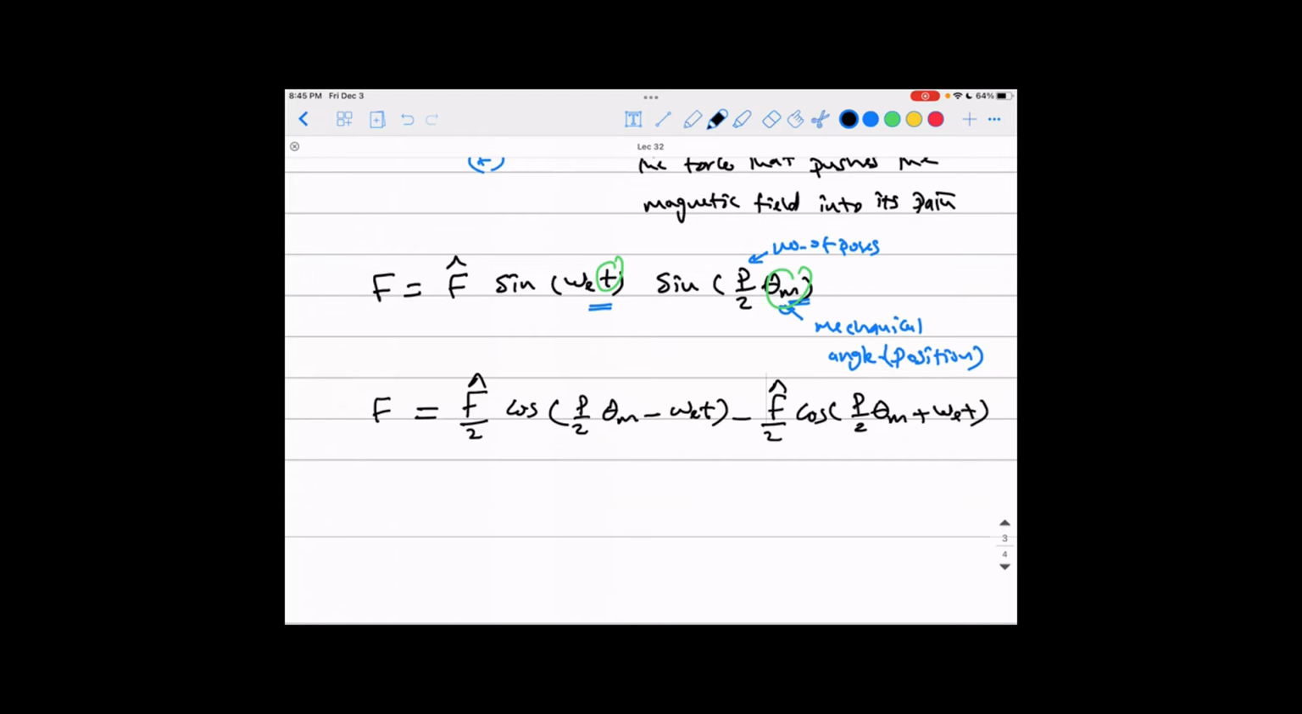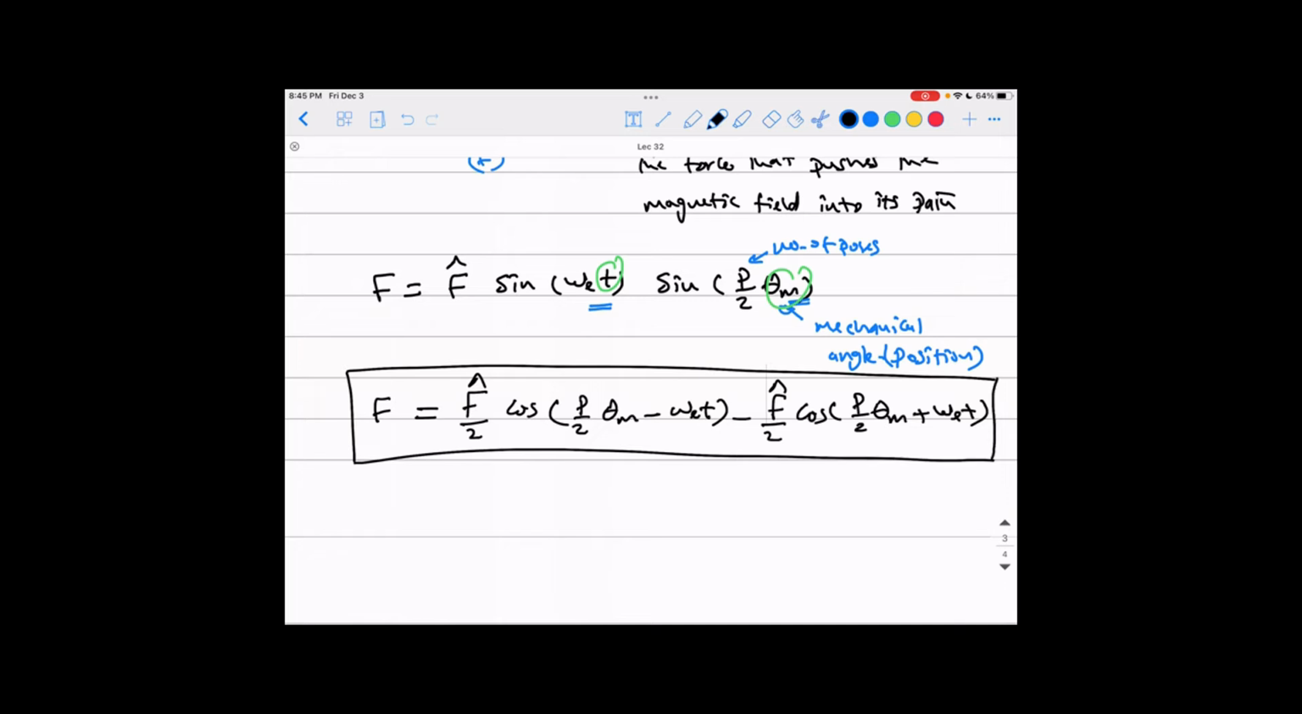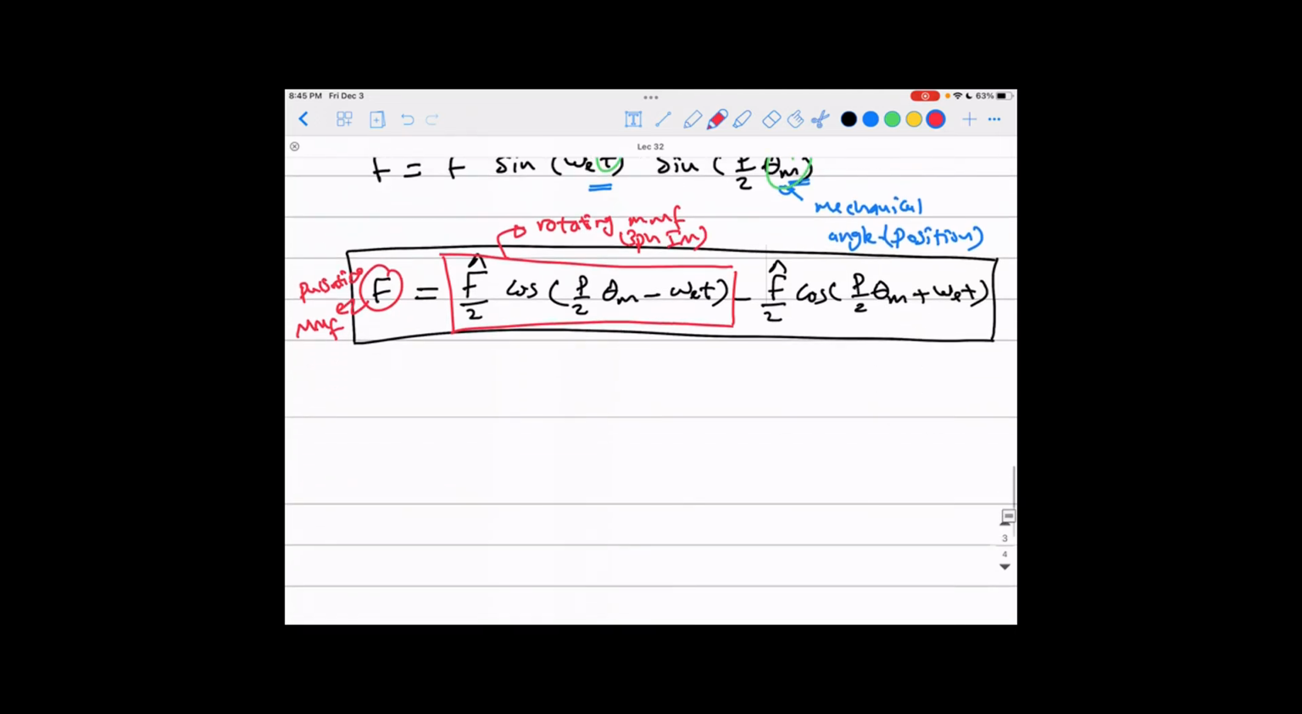That is the representation of the pulsating MMF. Okay, so that is F, the pulsating MMF. It has two parts, as you can see here. This part, guys, is just the representation of the rotating MMF, the one we had before in the three-phase induction motor. But you see here, the pulsation has just two of them with a very big problem. One has a negative sign, one has a positive sign.